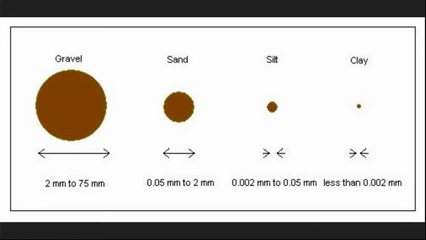Silt is much smaller than sand. It's almost too small to see with the naked eye, and it's between 0.002 millimeters and 0.5 millimeters. And then clay is invisible, and it's smaller than 0.002 millimeters.